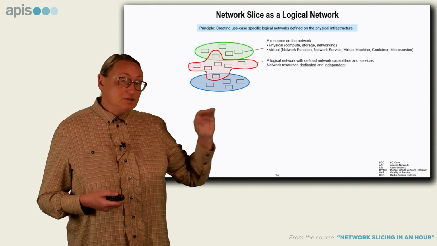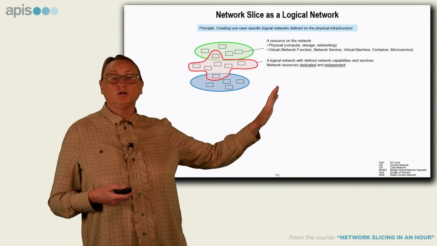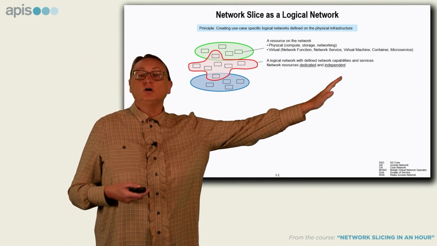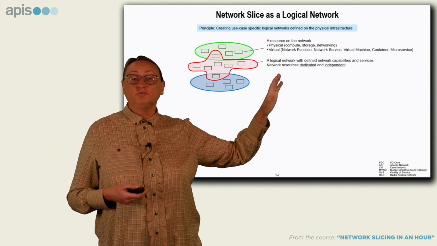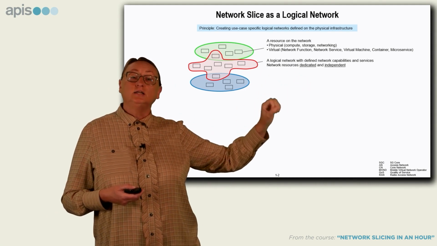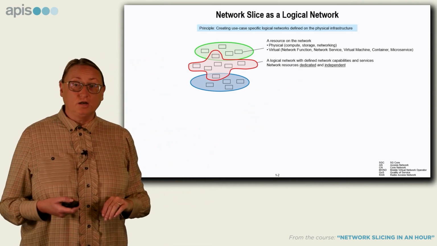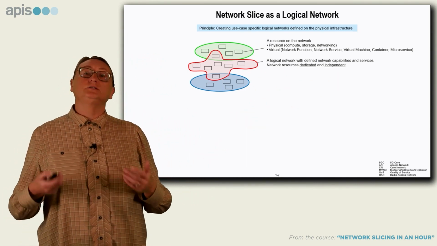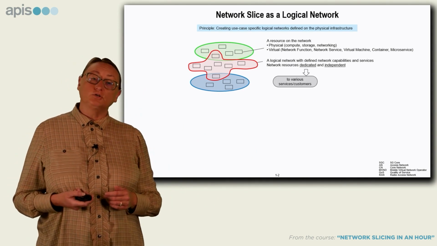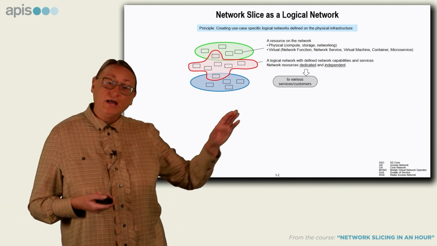The key thing about these 3 different shapes for the 3 different logical networks is 2 words that are buzzwords here. The network resources for a network slice are dedicated, and the network resources between different slices are independent of one another. This is the biggest benefit of actually having network slicing. So let's make sure we understand these words.